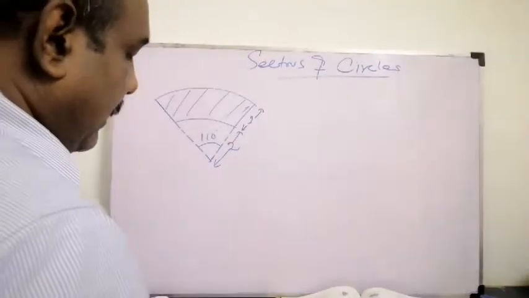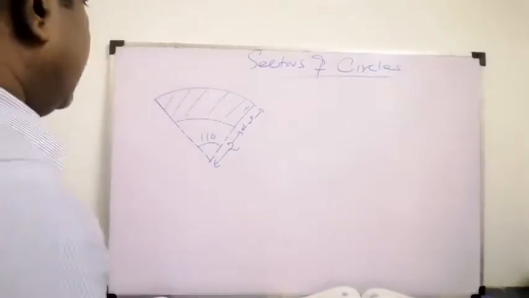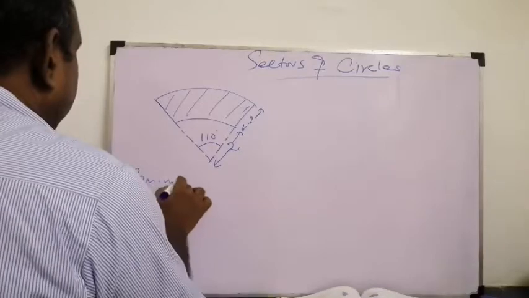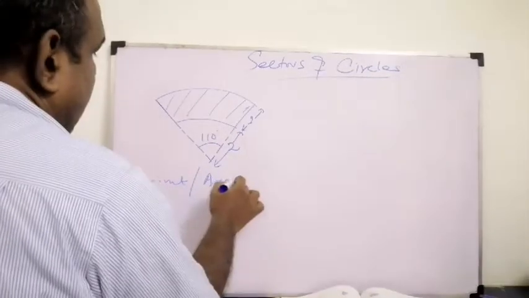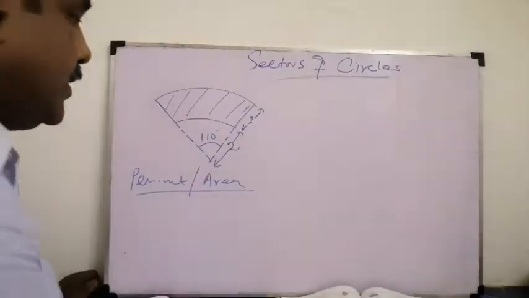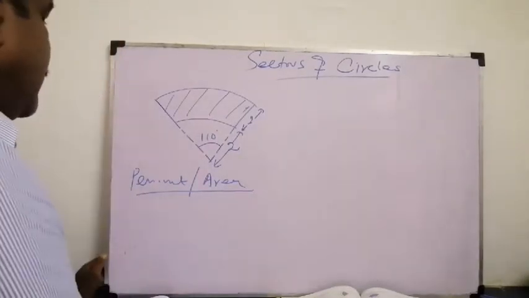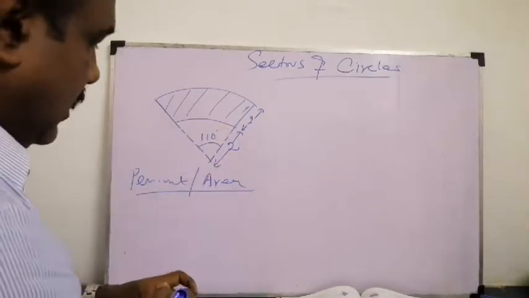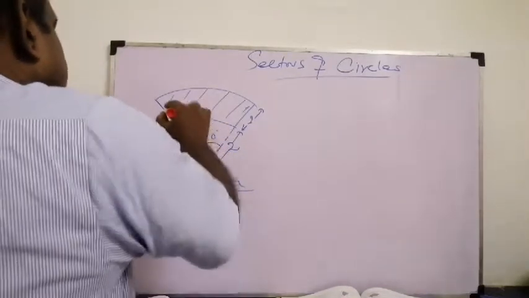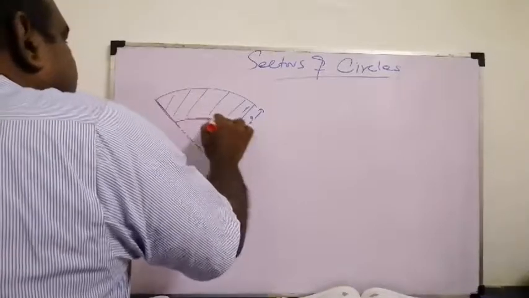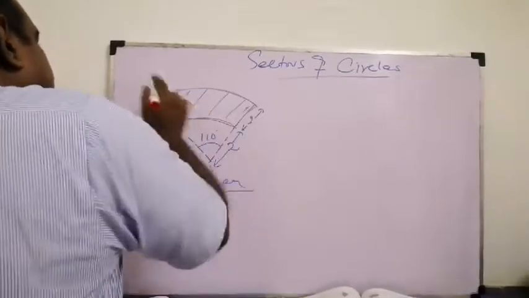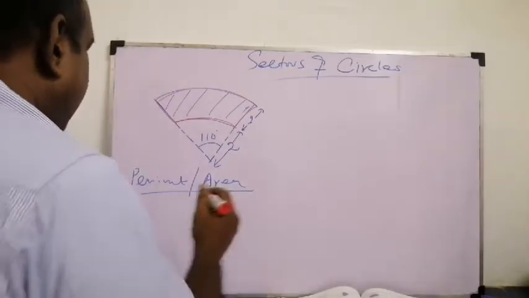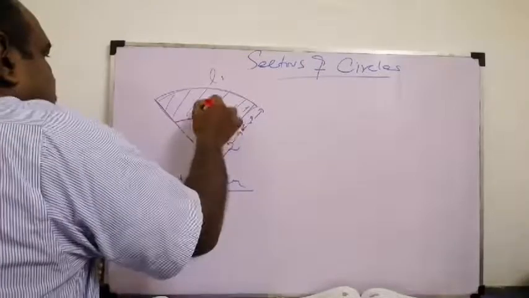They want to find the perimeter and area, right? I'm doing the question. So first I'll find the perimeter. To find the perimeter, you can calculate the length of this, the perimeter of the shaded part. So this length, this length, this length, and this length. So first I'm going to find the length of this. So this is L1, this is L2.